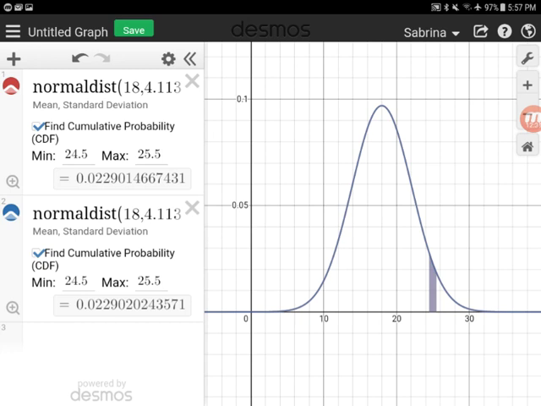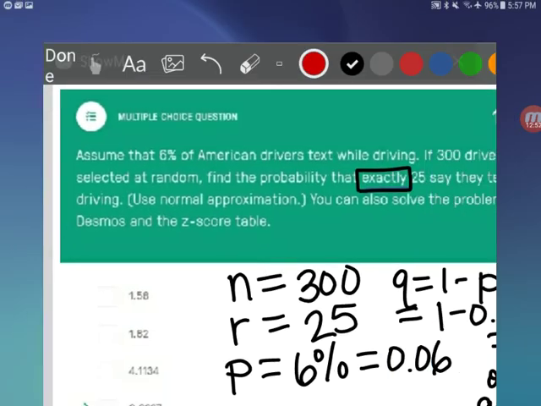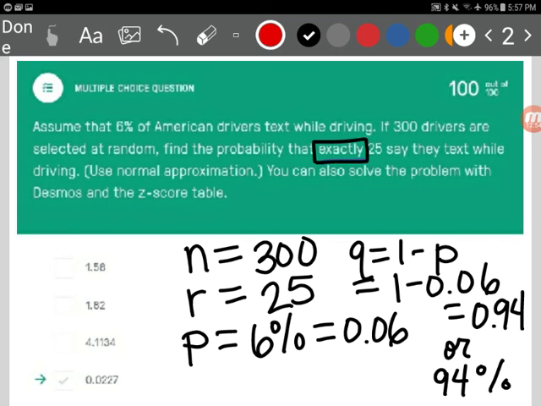So doing it on Desmos, you need to find your mean. You need to find your standard deviation. If it says exactly, you have to set some parameters. So do 0.5 below, 0.5 above, whatever that numerical value is. On Desmos, I do want you to notice the answer says 0.0229. On the Ed puzzle, it's slightly off. It says 0.0227. But looking at the answer choices, you can figure out which one to mark.